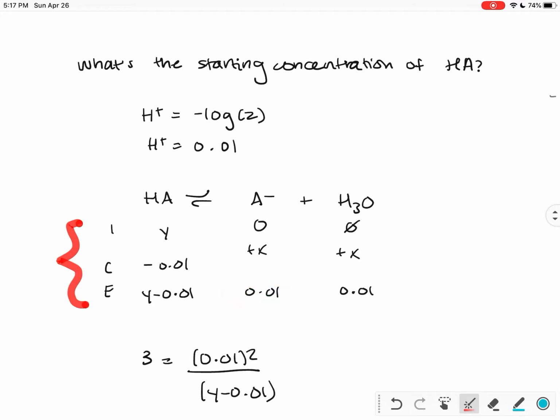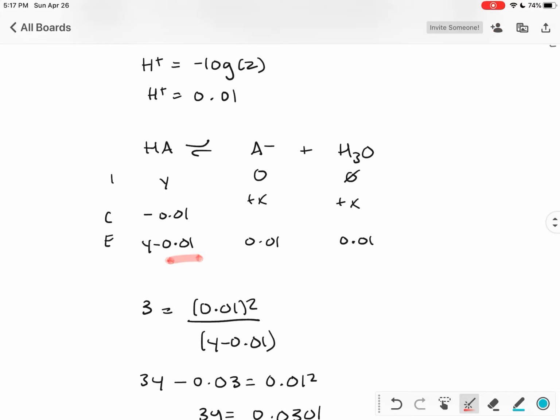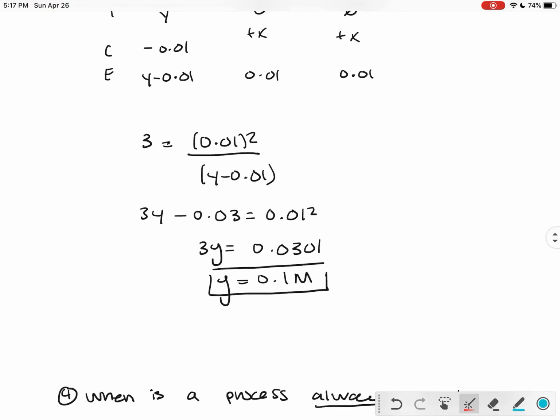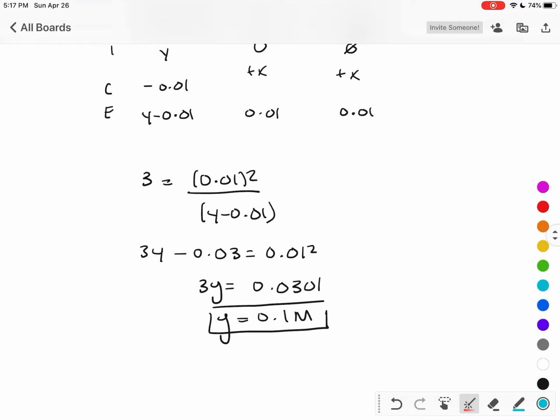Now that this HA is the thing that I don't know, I'm going to call this y because I already used x, and we know it's going to be changing by the x value, which is 0.01. So then we can say the end value is the initial concentration, or y, minus the change. Sorry everyone, this should not say 3, this should be 10 to the negative 3. Okay, so 10 to the negative 3, so we get 0.001. Okay, I'll just erase this and solve this with you guys.